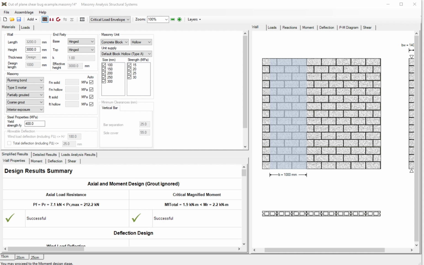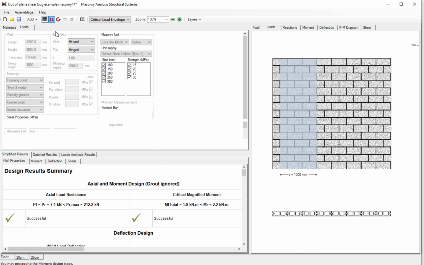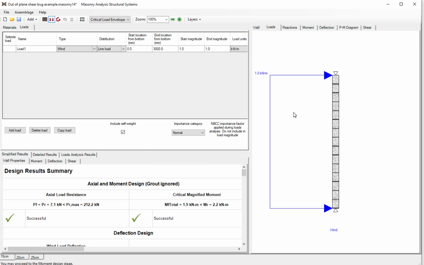So you can see here I've got a wall. I have it entered in here. I put in my height as 3 meters, and you see it drawn over here. So that's my 3 meter span. And then I'm going to go through and I'm going to apply a 1 kPa wind pressure, or 1 kilonewton per meter, because it is all per meter length of wall.